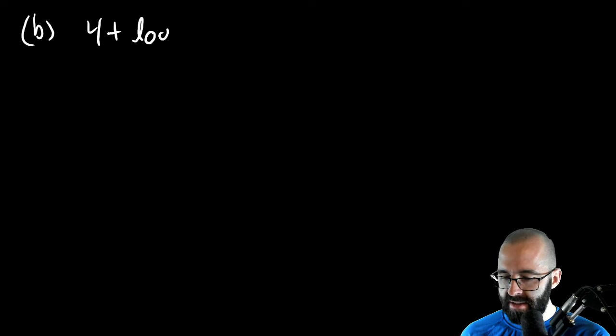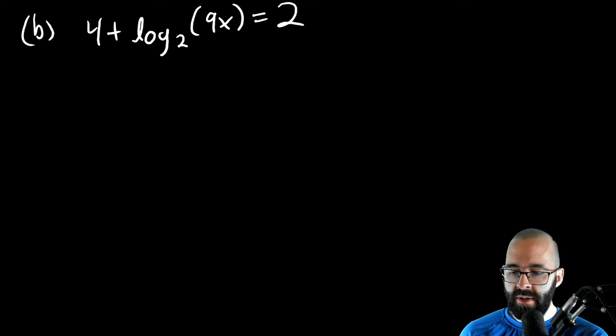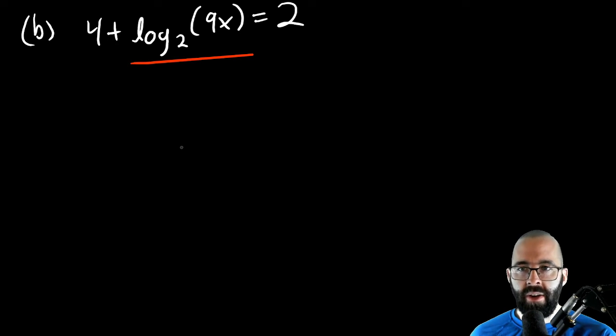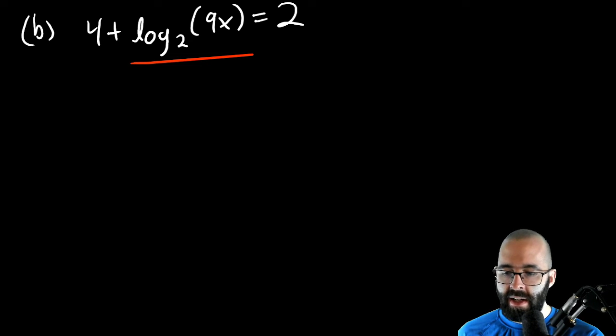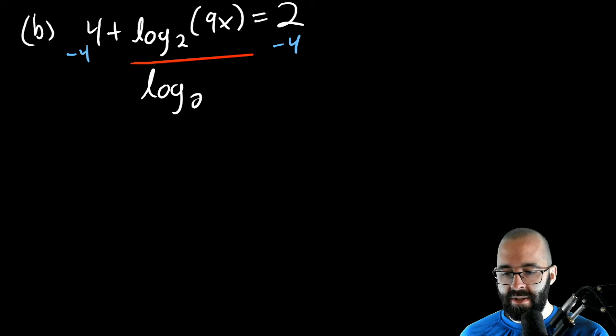Do part B. 4 plus log base 2 of 9x equals 2. We want this logarithm isolated. We want this red part isolated. So just subtract 4 from both sides. It's going to give us log base 2 of 9x equals negative 2.